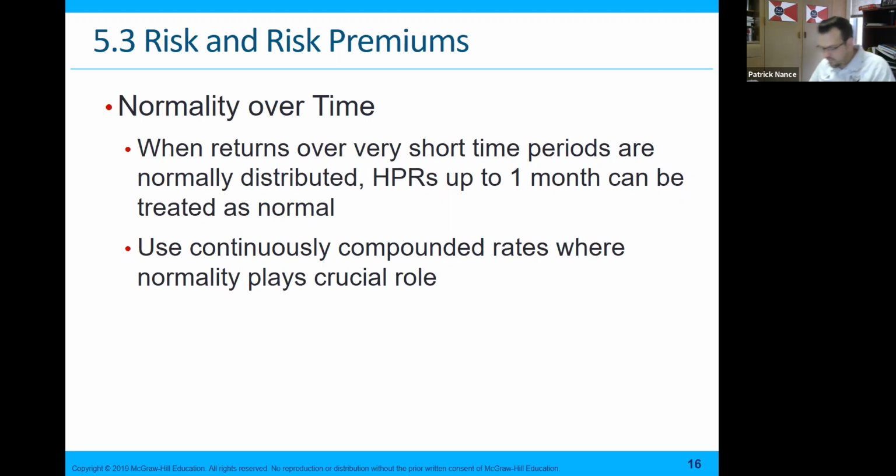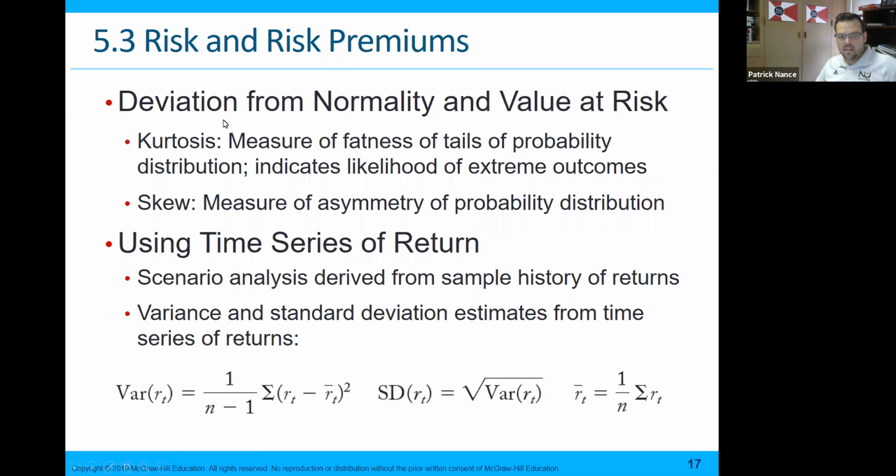And something we do to help define this deviation, or this potential deviation, to make sure that we are mathematically correct in our normal distribution curve, is that we use continuously compounded rates, where normality plays a crucial role. There's deviation from normality at risk.